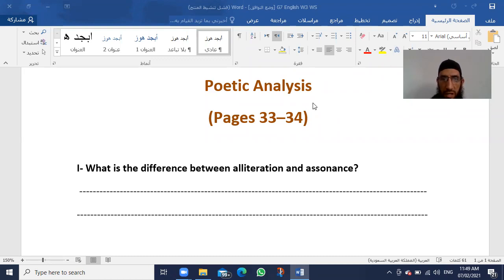And this is the time for the poetic analysis worksheet that was given on Thursday. It's due today to be answered. Let's do the model answer together. The focus of it is on pages 33 and 34.